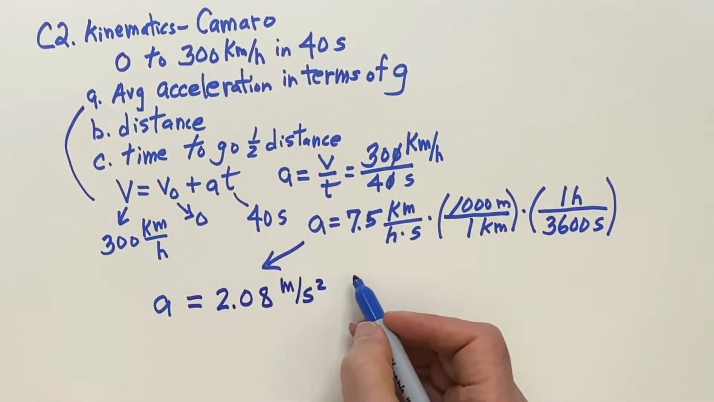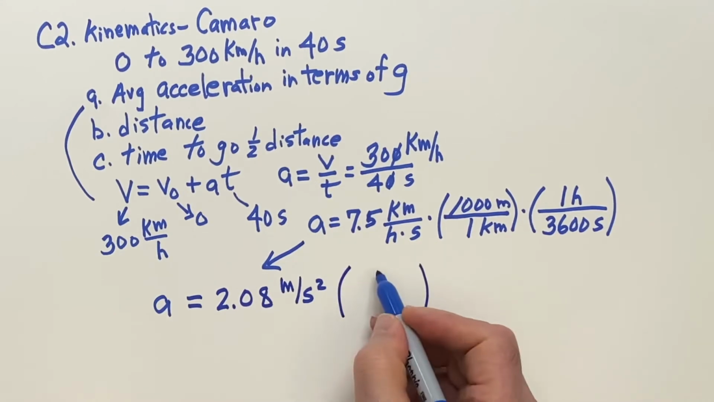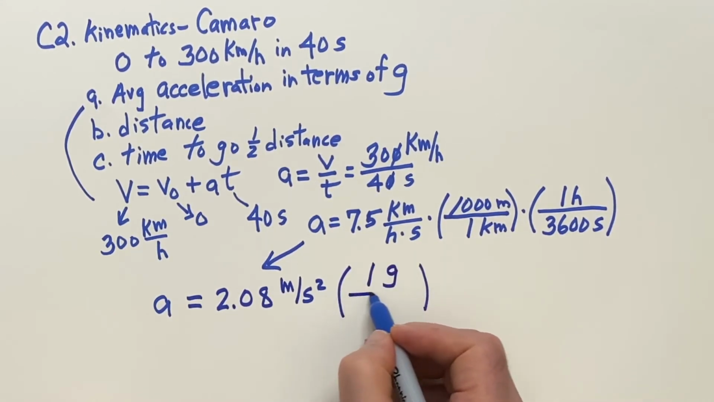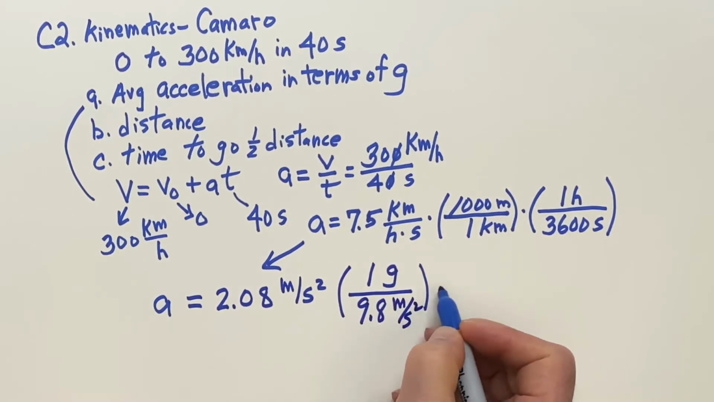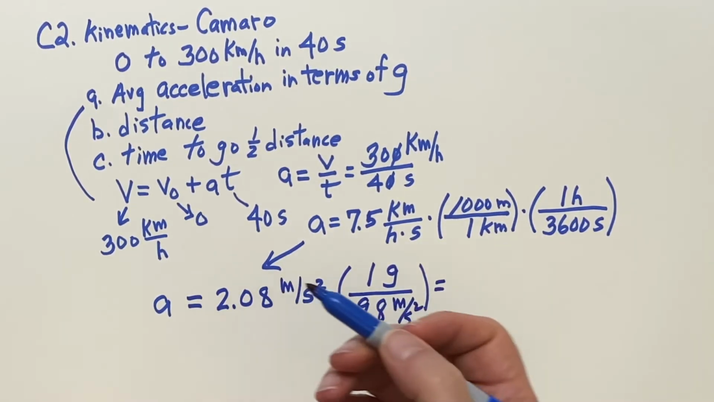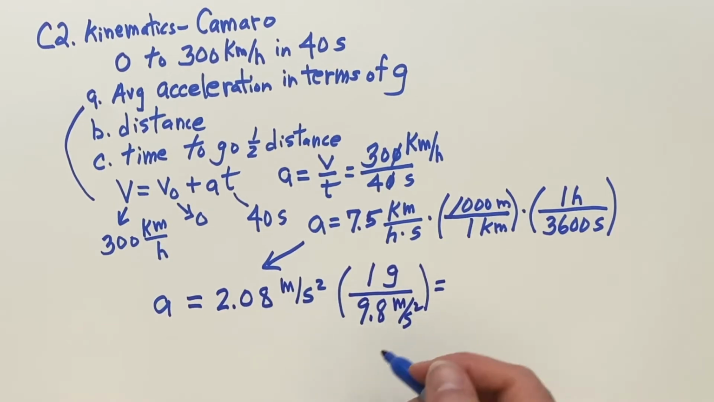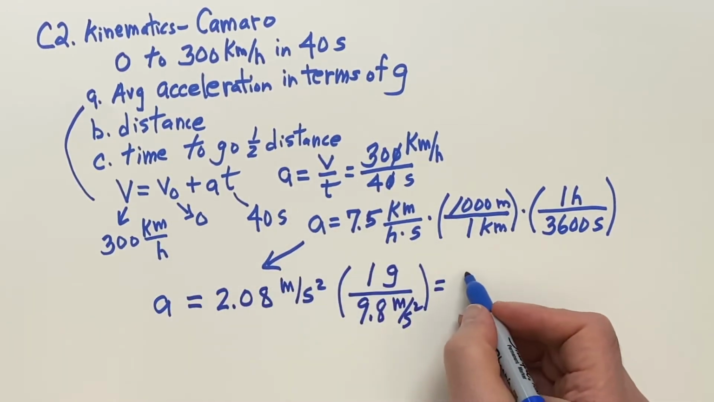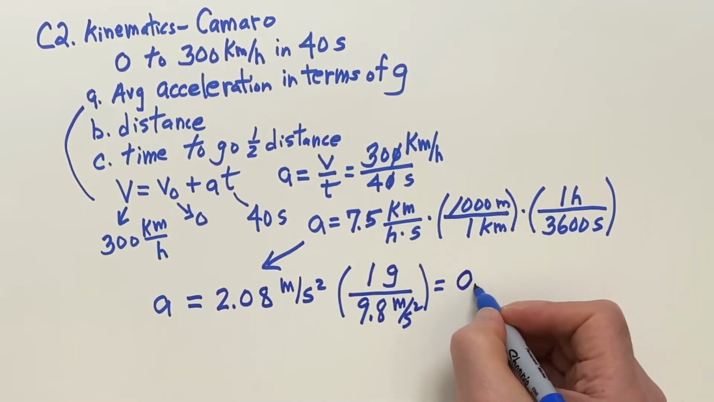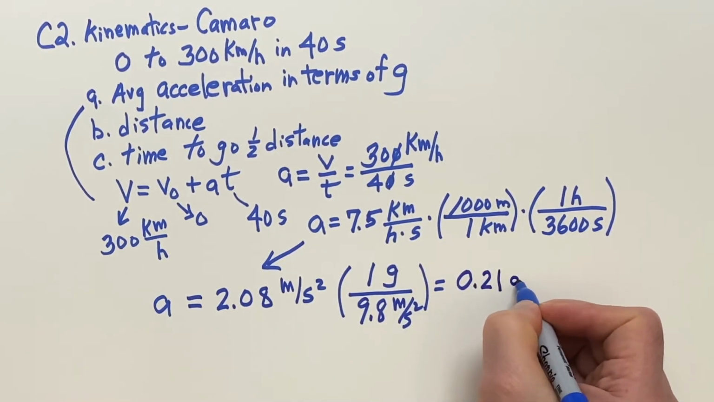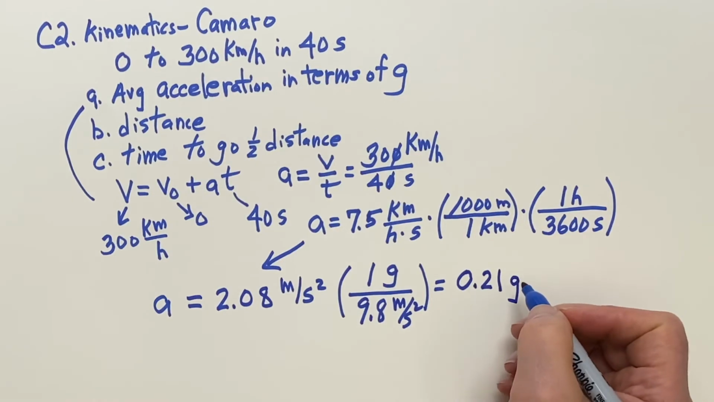Now I can find out in terms of g, because I know 1g is 9.8 meters per second squared. So when I divide the 9.8 into the 2, it's like 10, so it's going to be 0.2, so 0.21 g. So that's the first one then.